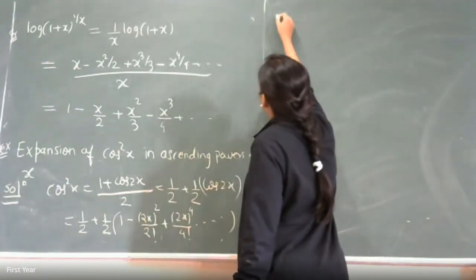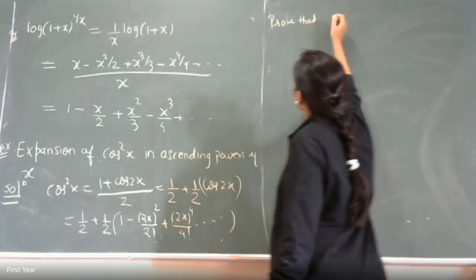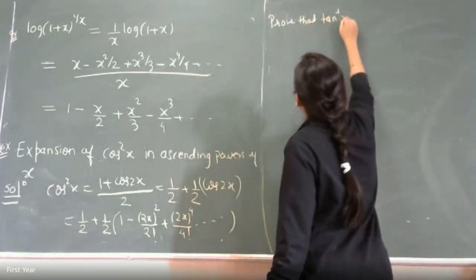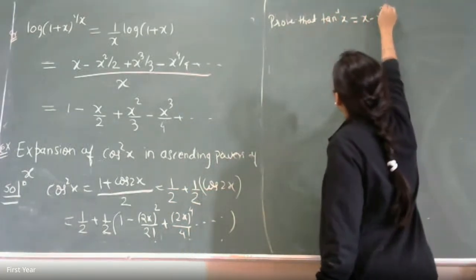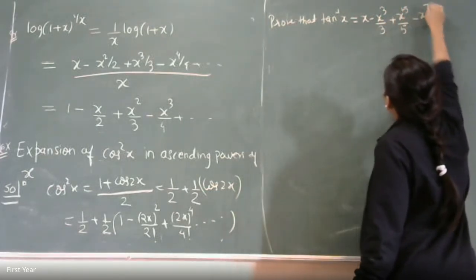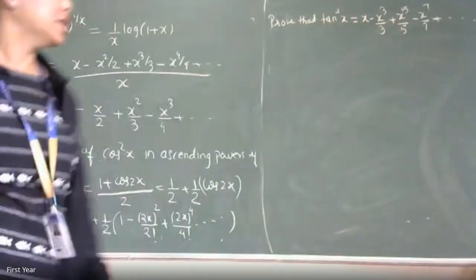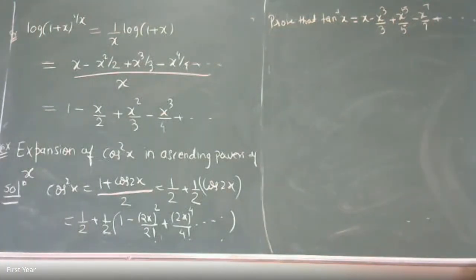Okay, so the question is: prove that tan inverse of x is equal to x minus x cubed by 3 plus x raised to 5 by 5 minus x raised to 7 by 7 and so on. This is the expansion that you have to prove. We have not written this in the standard formulas.